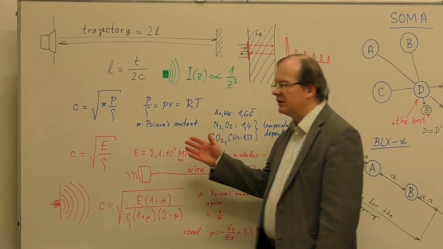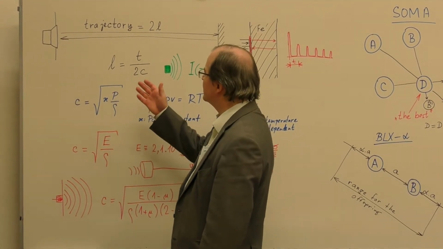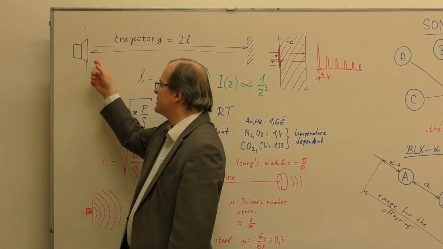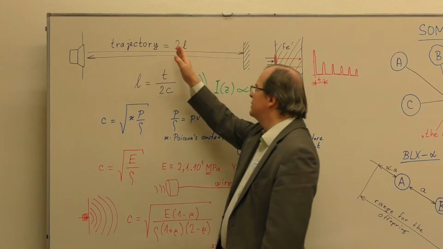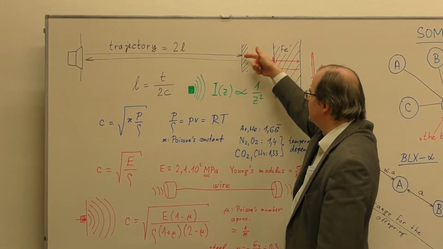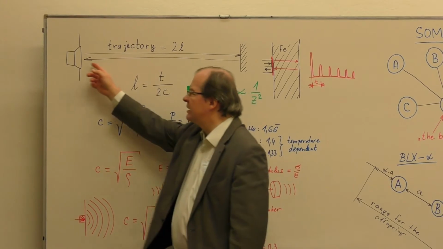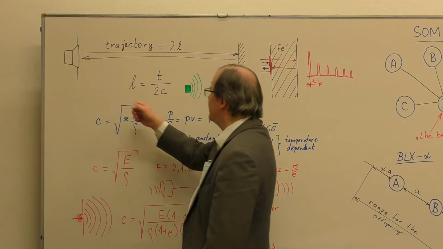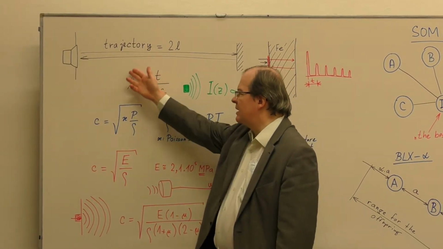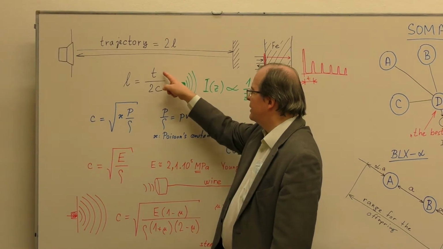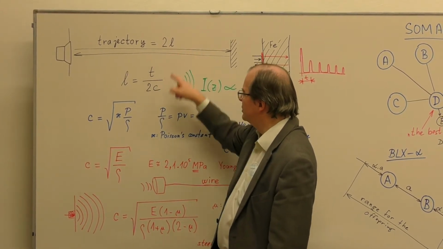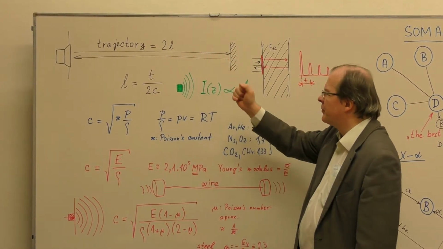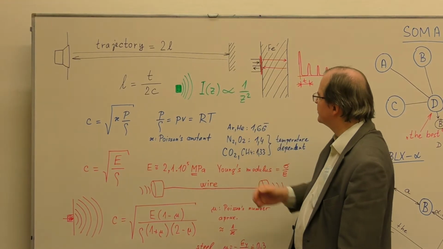Position or length measurement or dimension measurement using the ultrasonic method. So we have some source of sound which goes through our environment, reflects here, goes back, and it's received. So we can measure the time of this trajectory, and we can evaluate the length of this dimension by evaluating time divided by 2 and the speed of sound in this material. In this case, probably in air.